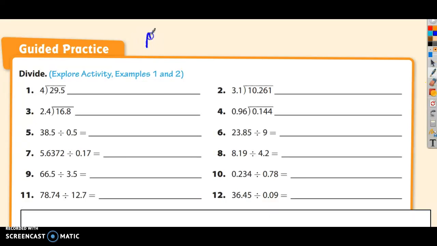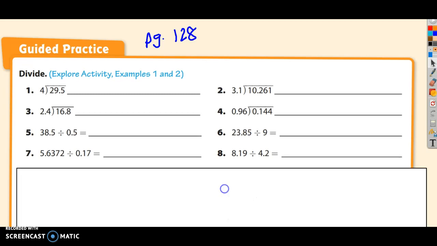This is page 128. It's a guided practice for lesson 5.4. There's enough problems on this page that this page will probably take at least two videos. So let's go ahead and get started.